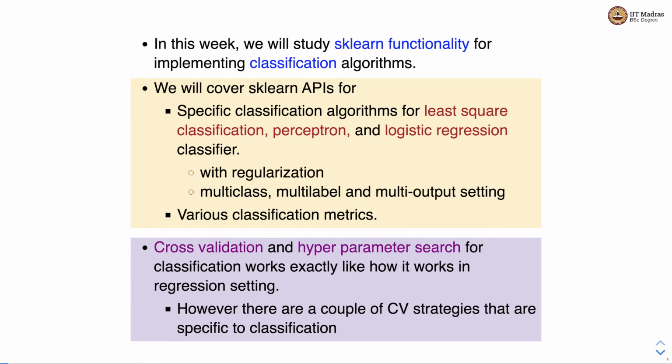Cross-validation and hyperparameter search for classification works exactly like how it works in regression setting. However, there are a couple of cross-validation strategies that are specific to classification. And we'll study those cross-validation strategies in this slide deck.